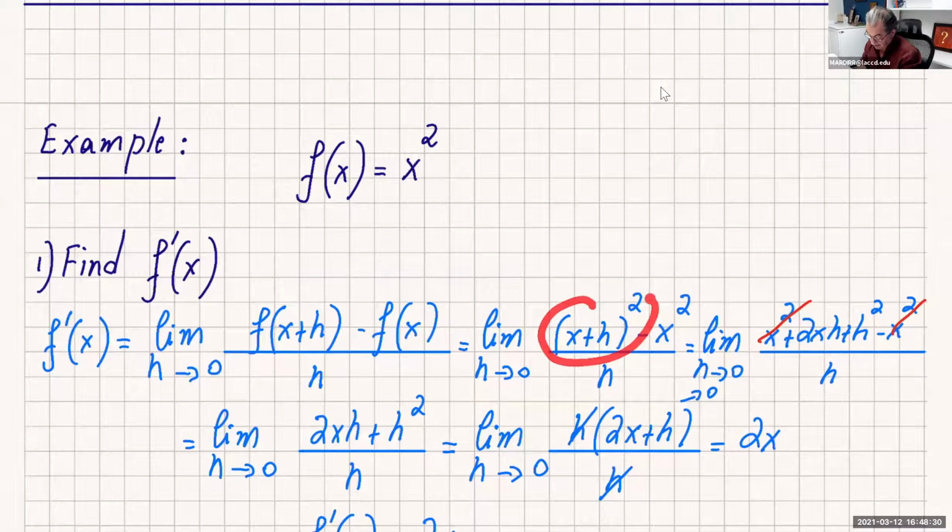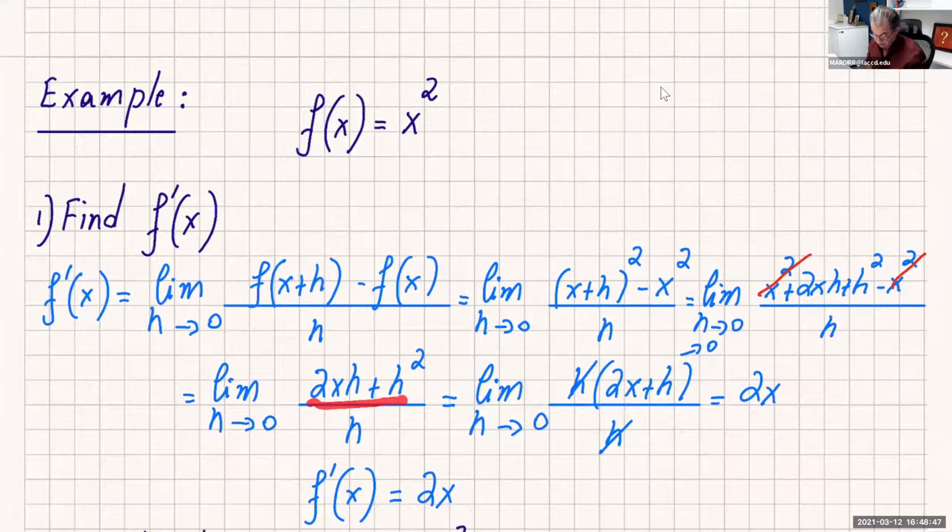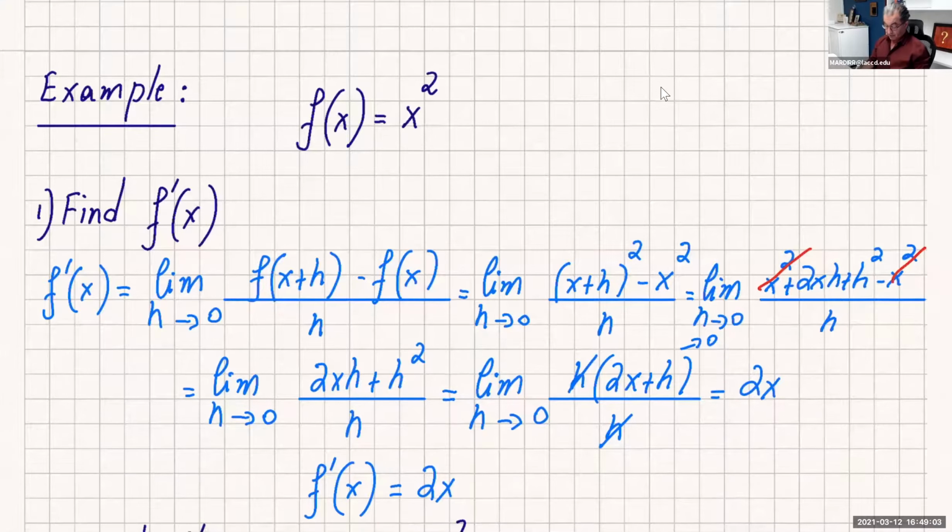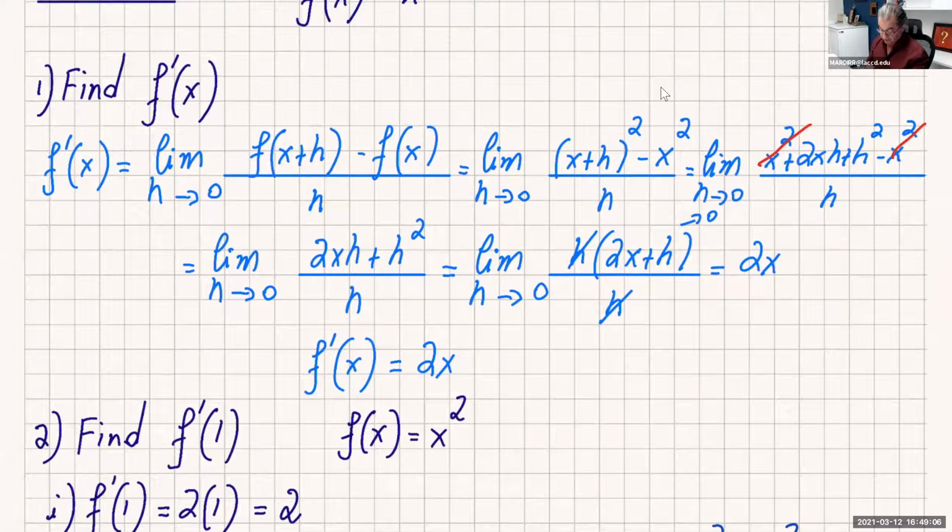You can expand x plus h squared to get x squared plus 2xh plus h squared, minus x squared, over h. If you simplify, the x squareds cancel, so you're left with 2xh plus h squared over h. You can factor an h from the numerator and cancel the h's. So you're left with 2x plus h, and simply substitute h by 0 and you get 2x. So the derivative of this function, f prime of x, equals 2x.